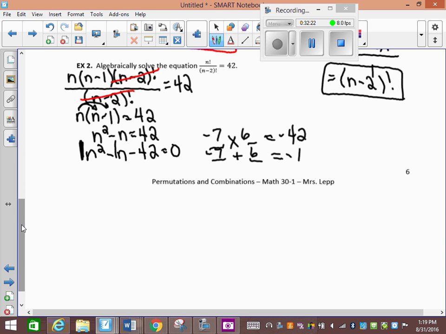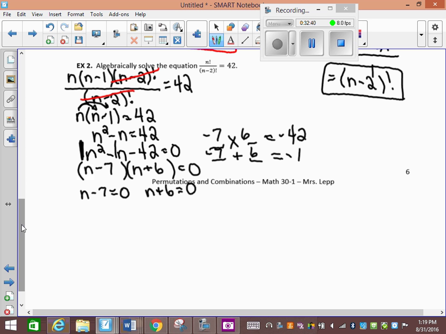But because I have this positive 1 in front, I can go right to brackets and go n minus 7 and n plus 6 equals 0. And then I solve them out. So I get n minus 7 equals 0, n plus 6 equals 0.